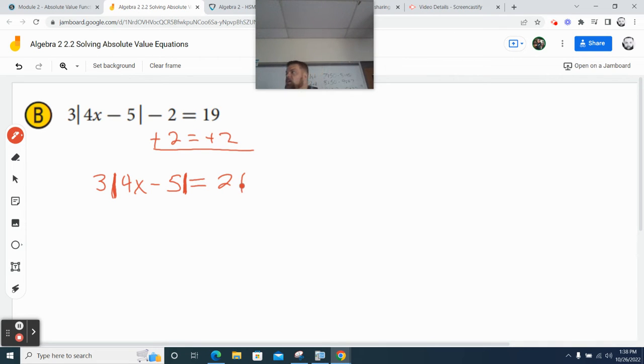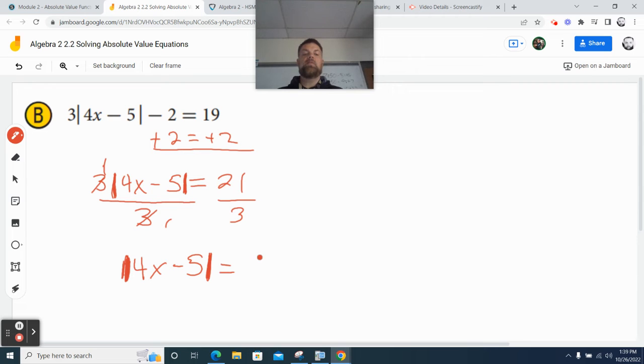Now, 3 is in front of the absolute value bracket. That means I'm multiplying everything inside the absolute value bracket by 3. If I want to move the 3, what's the opposite of multiply? Divide. So I'm going to divide this side by 3. Whatever I do on one side, I do on the other. 3 divided by 3 is just 1. 1 times all this stuff is the absolute value of 4x minus 5. And what's 21 divided by 3? 7.